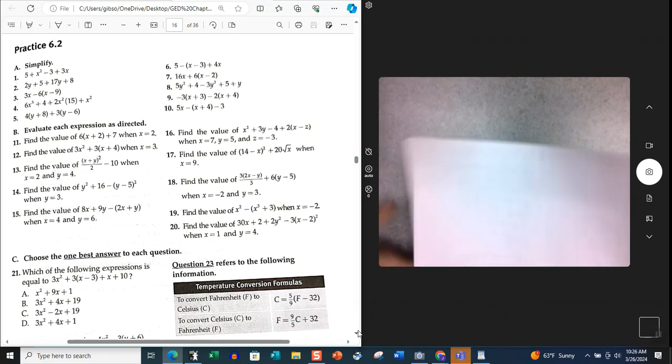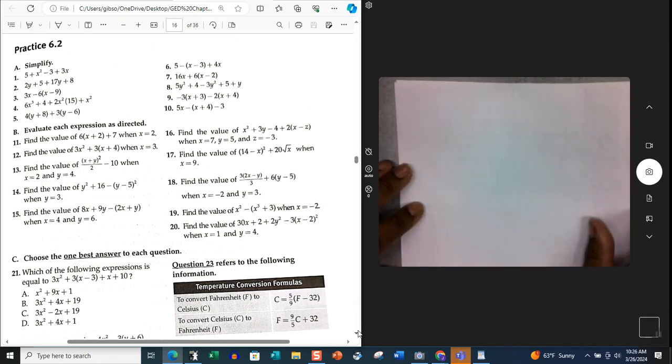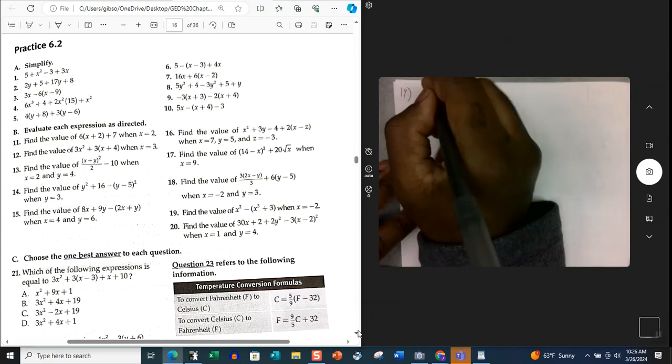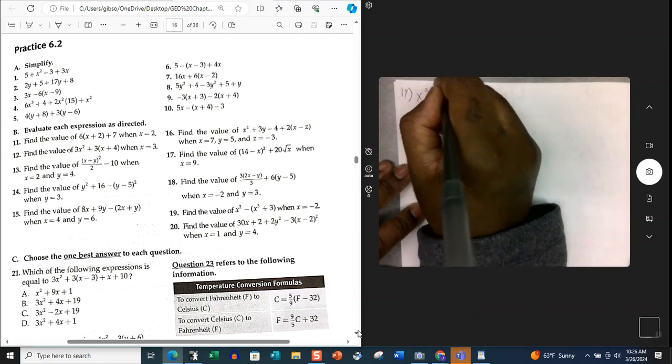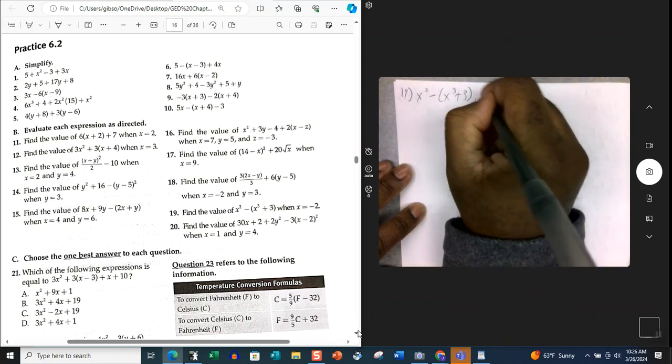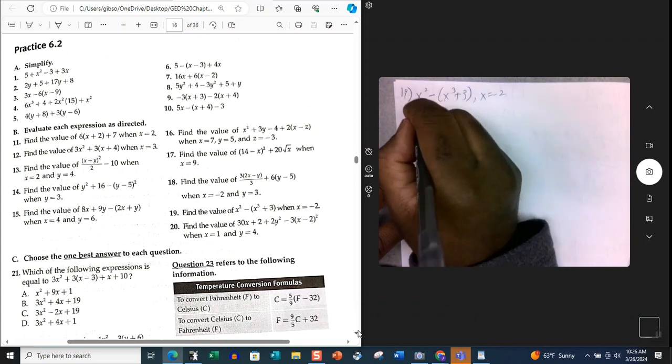Now we go to problem 19. It says find the value of x squared minus x cubed plus 3. And this is when x is negative 2. So we'll put in negative 2 for x.